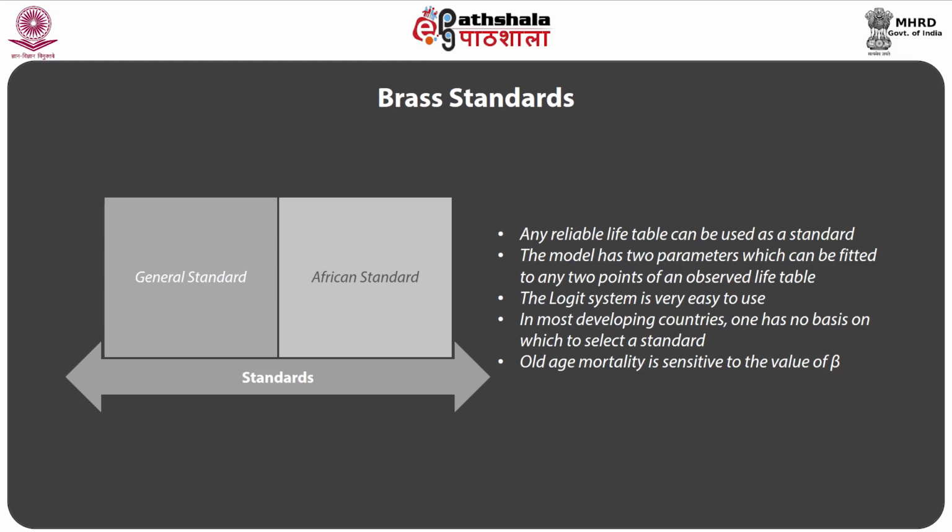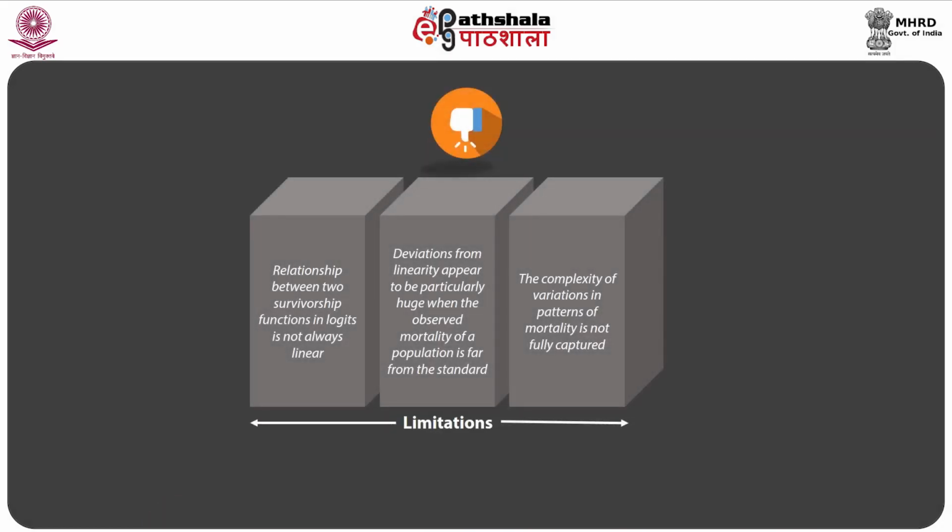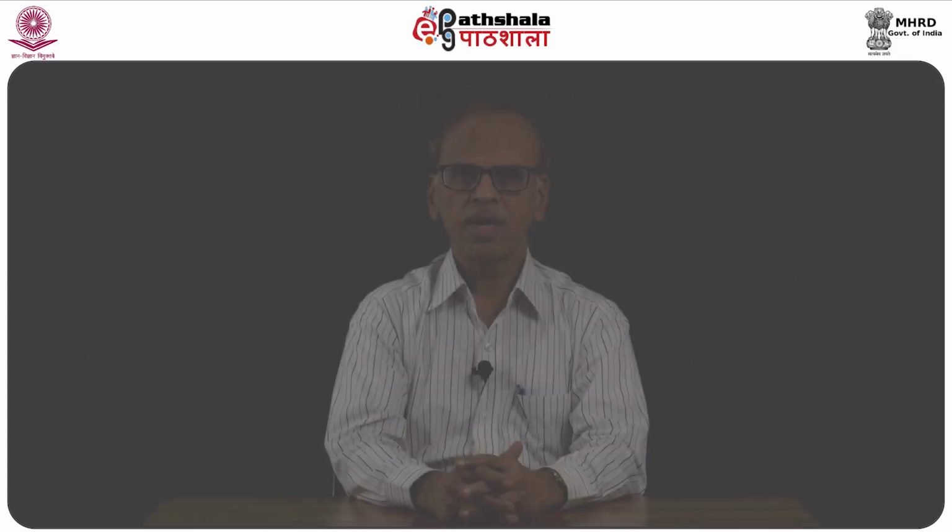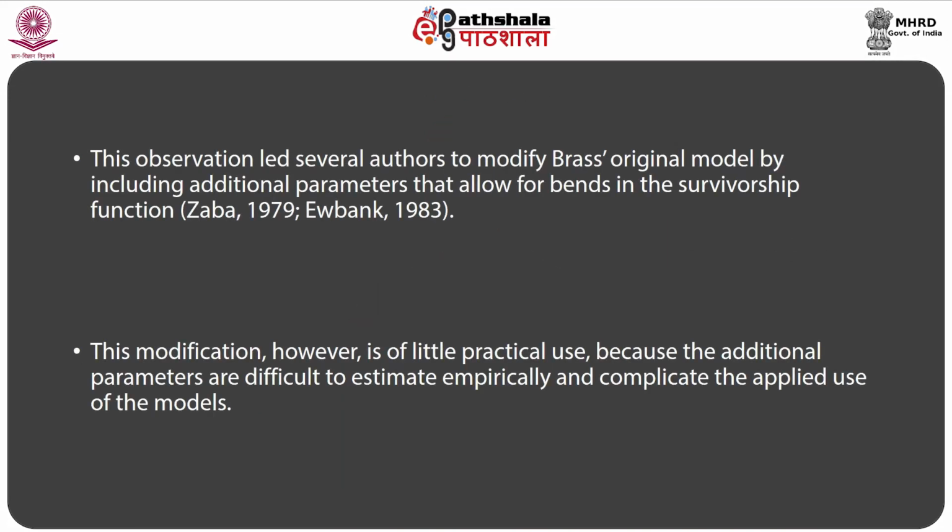Further, old age mortality is sensitive to the values of beta, and values very different from one can produce implausible levels of old age mortality. One problem with Brass's original relational model is that the relationship between two survivorship functions in logits is not always linear. Deviations from linearity appear to be particularly large when the observed mortality of a population is far from that of the standard. Thus, the complexity of variations in levels and age pattern of mortality is not fully captured by the Logit model. This observation led several authors to modify Brass's original model by including additional parameters that allow for bends in the survivorship function.